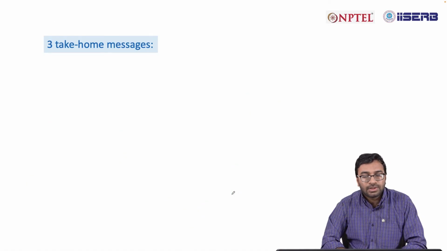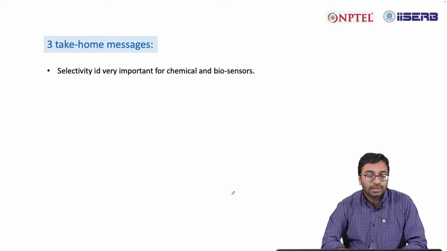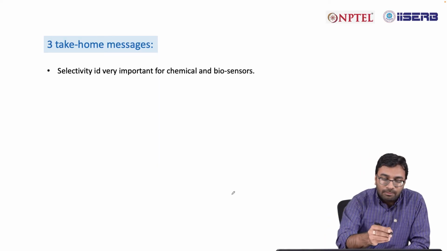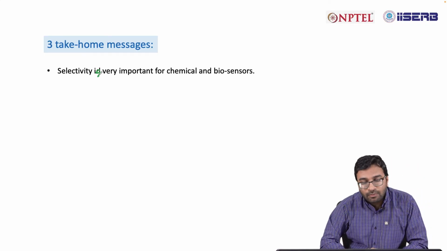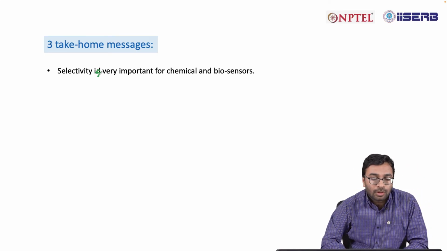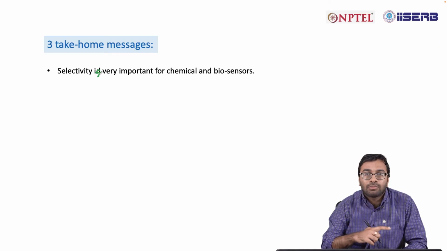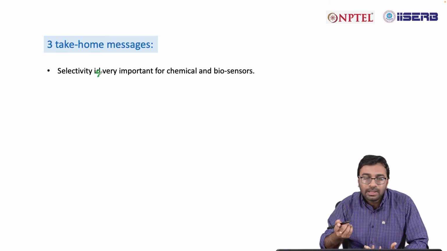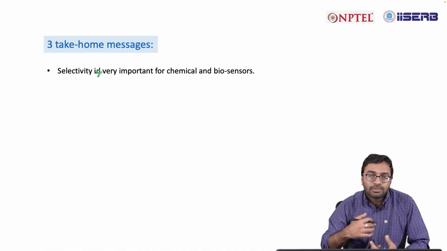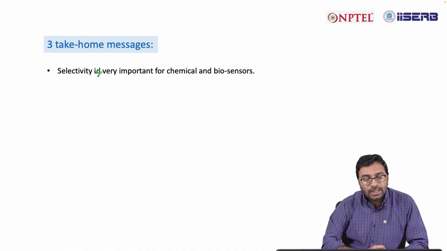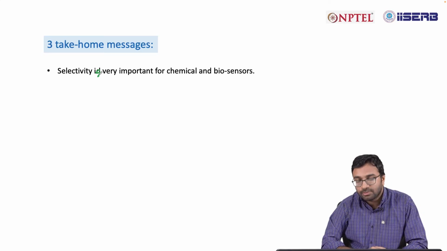So the three take home messages in this lecture are, first, selectivity is very important for chemical and biosensors, because if the selectivity is poor, then definitely your sensor will provide incorrect information. If you are targeting to detect glucose, your sensor should react with only glucose. It should not react with, say, albumin, creatinine, amylase or other enzymes or other proteins present in the blood. So selectivity is very important for chemical and biosensors because most of them are chemical reaction based.